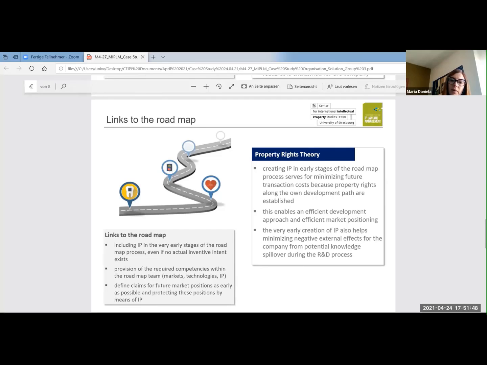Under the property rights theory, creating IP in the very early stages of the roadmap process allows minimizing future transaction costs, because property rights along the own development path are established. This enables both an efficient development approach and market positioning, and also contributes to reducing negative external effects for the company during the research and development process.